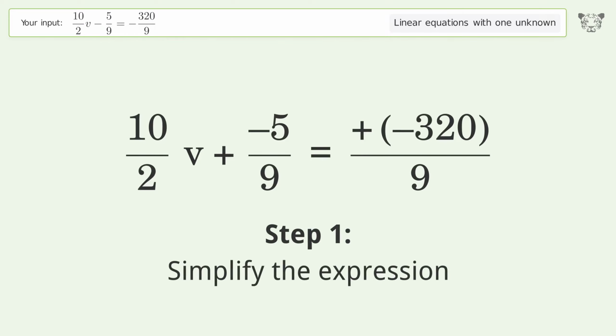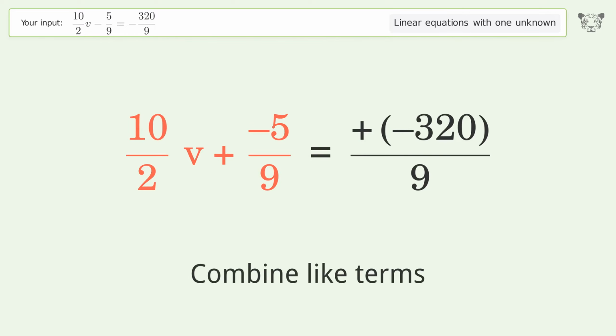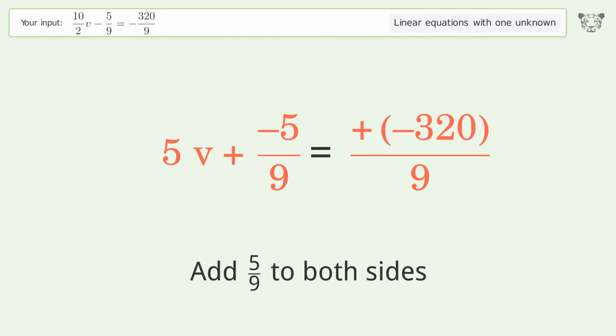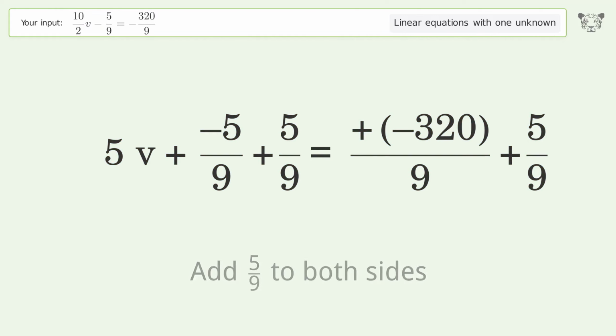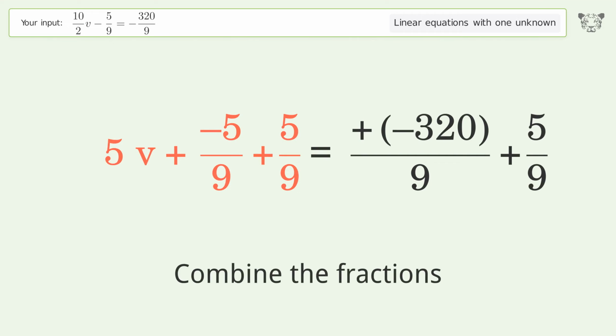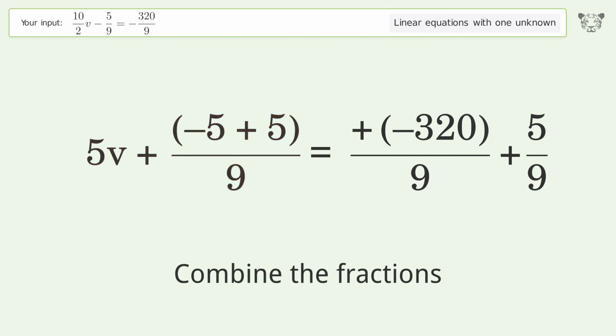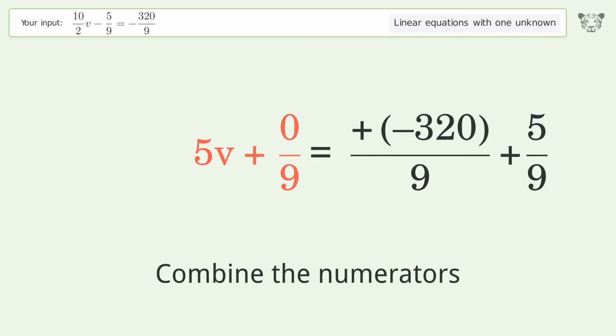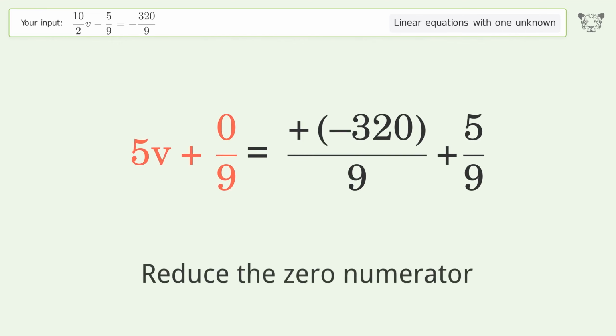Simplify the expression. Combine like terms. Group all constants on the right side of the equation. Add 5/9 to both sides. Combine the fractions. Combine the numerators. Reduce the zero numerator.